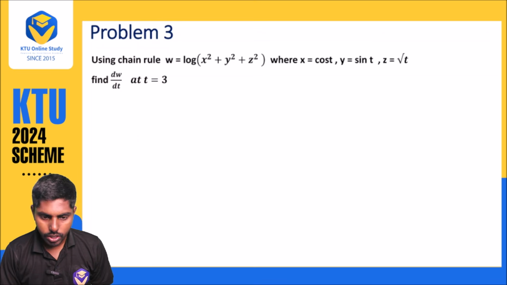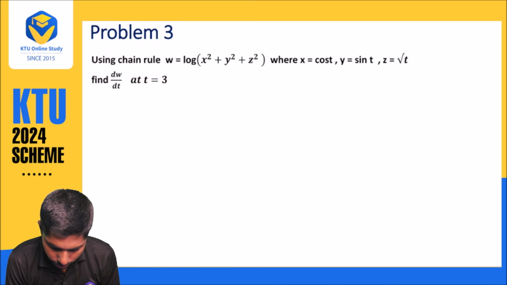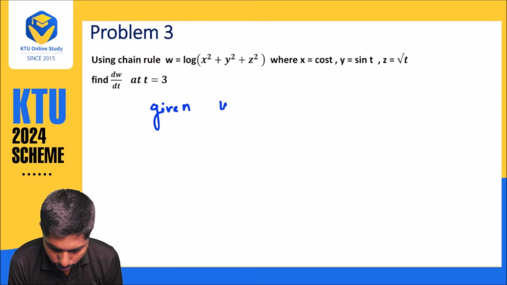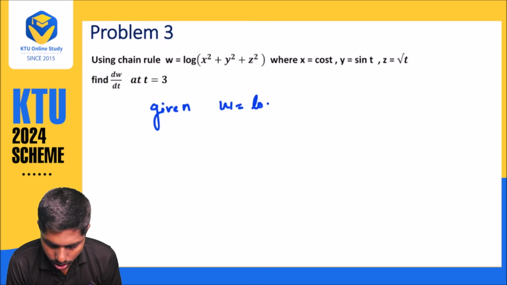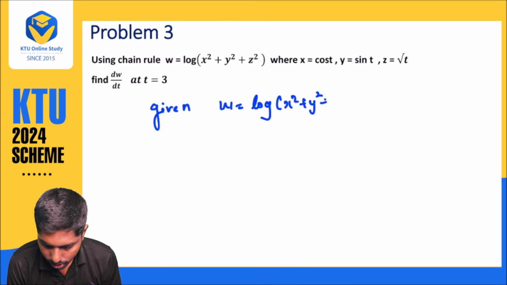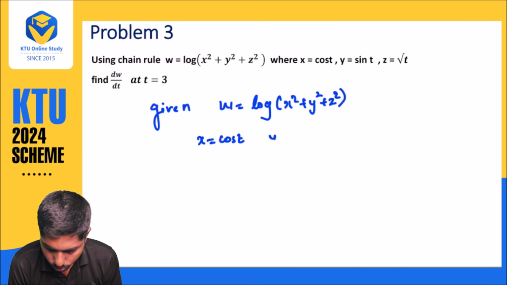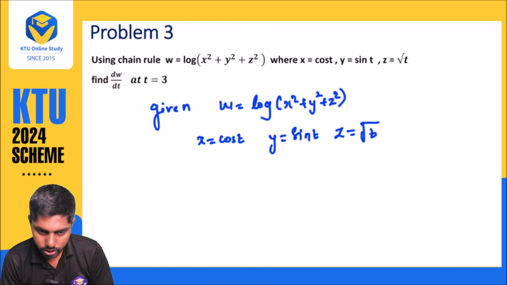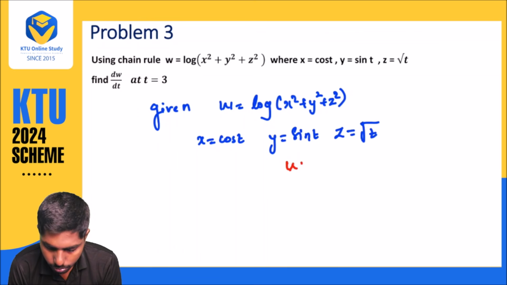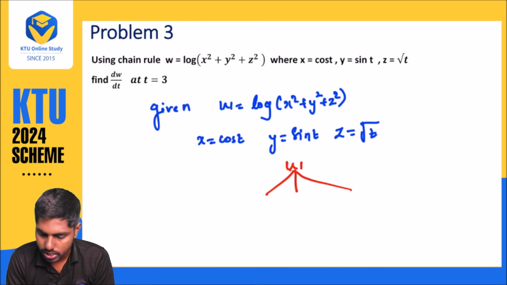So in problem number 3, what do you understand? Just observe, given W is equal to log of x square plus y square plus z square, where x is equal to cos theta and y is equal to sin theta and t is equal to root of z. So first draw the diagram. See here they are giving w depending upon three variables, x square plus y square and z, that is x y z.